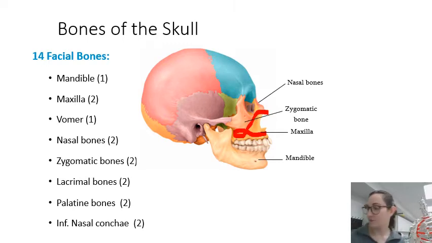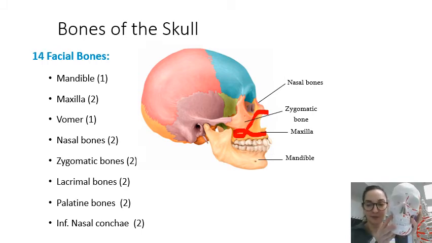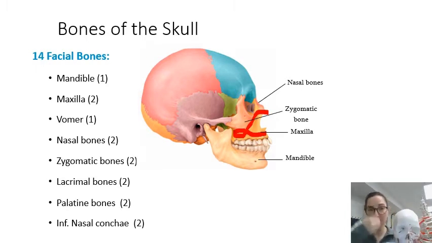Vomer, we can't see from this view. Let me grab my skull again. So if we look at the skull here, let me get them lined up so you can see on the camera. This perpendicular line that's inside of the nasal cavity, the lower portion of that line is the vomer. So vomer separates the nasal cavity into two distinct sides. We also have nasal bones. So the nasal bones themselves are these guys up here. They're the ones that are creating the bridge of your nose.